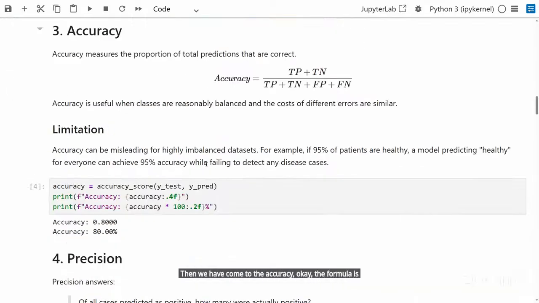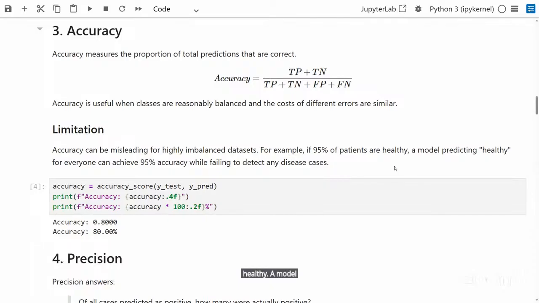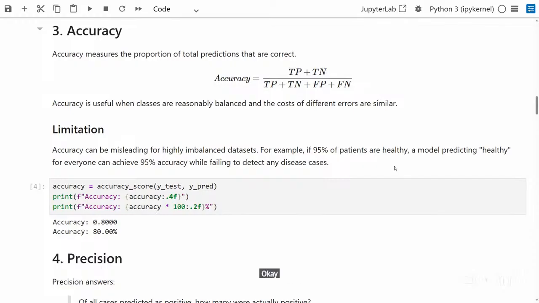What are the limitations? Accuracy can be misleading for a highly imbalanced data set. For example, if 95% of the patients are healthy, a model that predicts healthy for every case can achieve 95% accuracy while failing to detect any disease case. Okay, so if there are 5% cases left, and these 5% cases are very serious, so this is a very dangerous case.